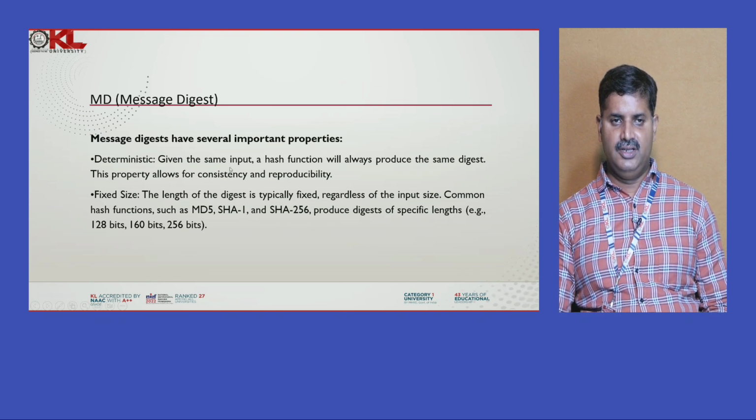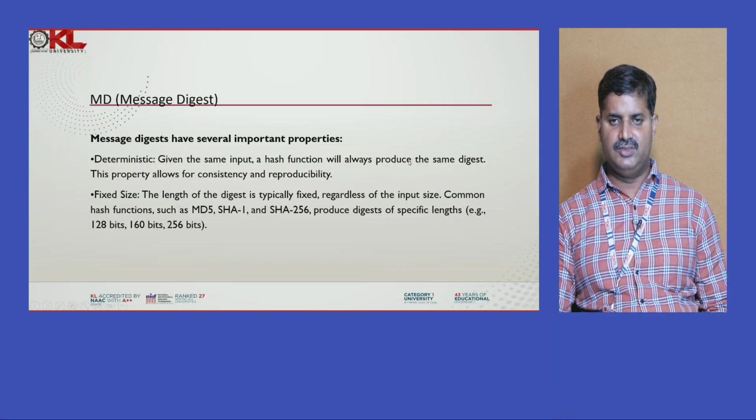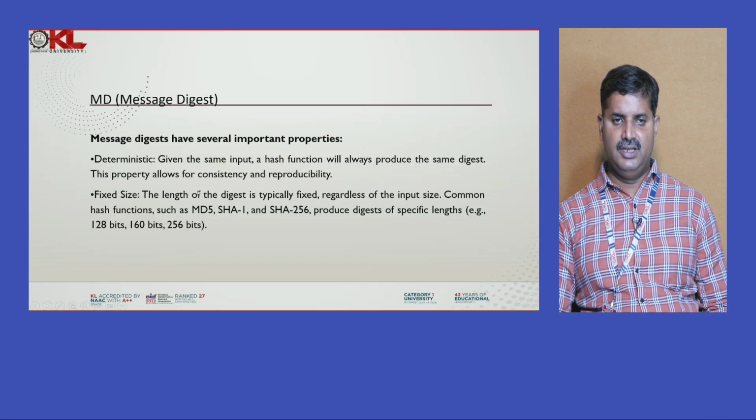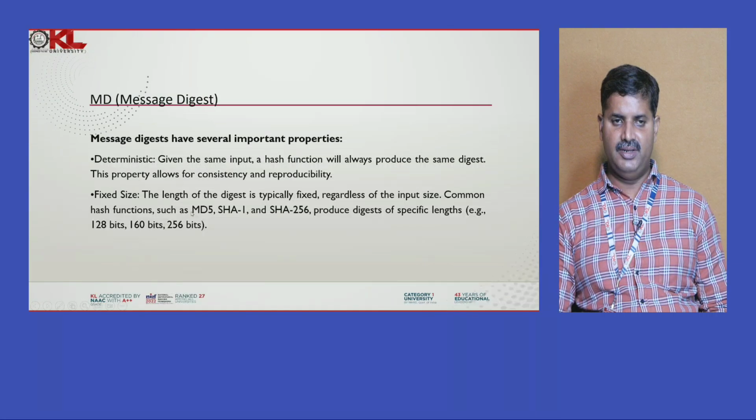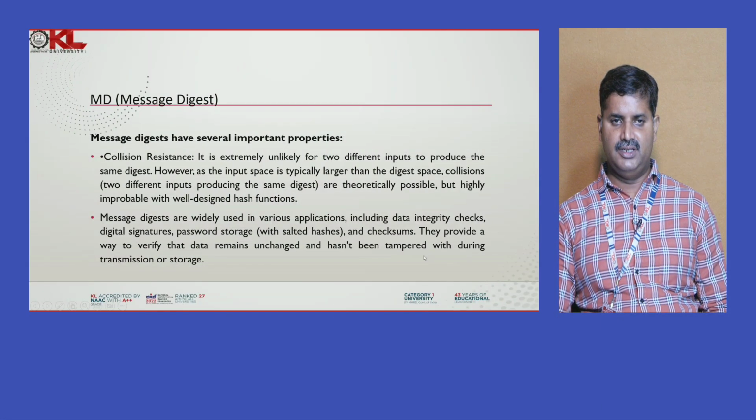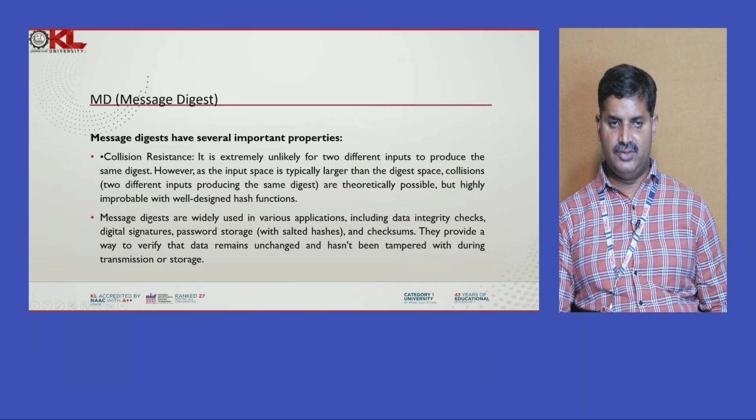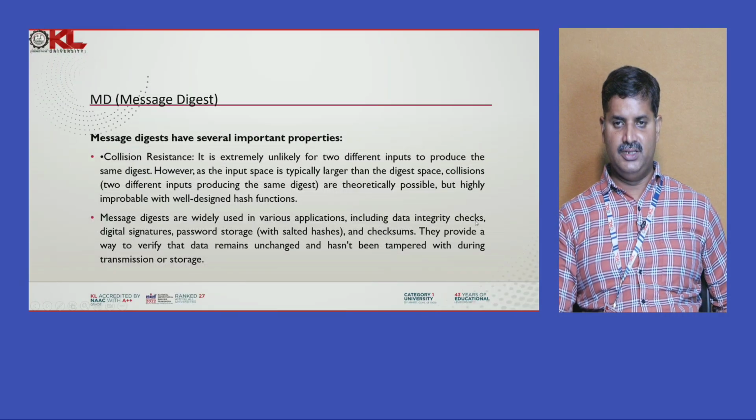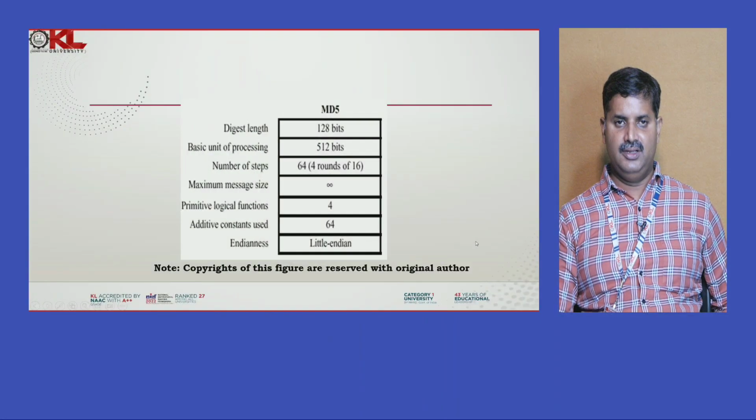The message digest has several important properties. The first one is deterministic: given the same input, the hash function will always produce the same digest, which allows consistency and reproducibility. The second one is fixed size: the length of the digest is typically fixed regardless of the input size. Common hash functions like MD5, SHA-1, and SHA-256 produce digests of specific lengths. Other properties are collision resistance and providing data integrity checks. So these are the message digest properties.